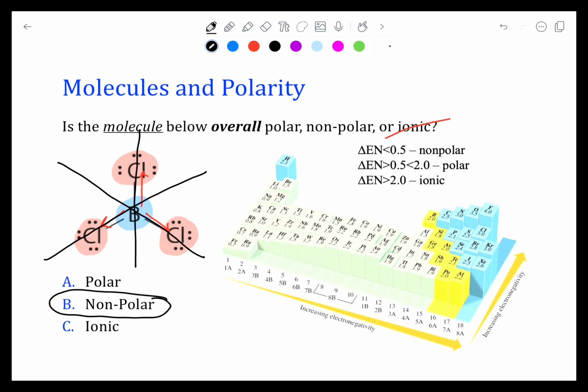So we can have nonpolar molecules made up of polar bonds. Okay, because what can happen is those polar bonds can all cancel out. That's what we saw in carbon dioxide, and that's what we're seeing here in BCl3.